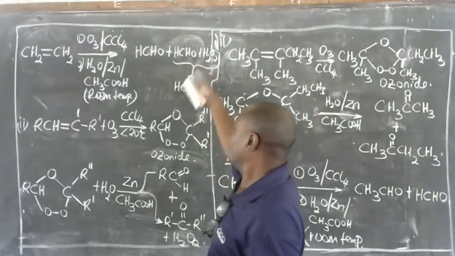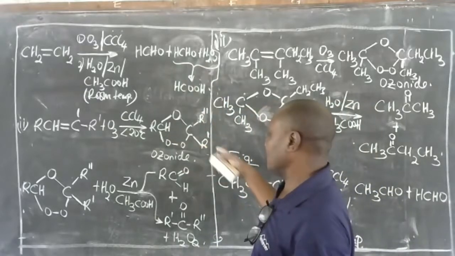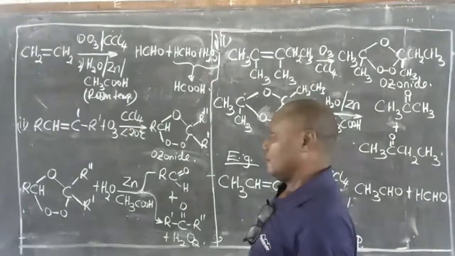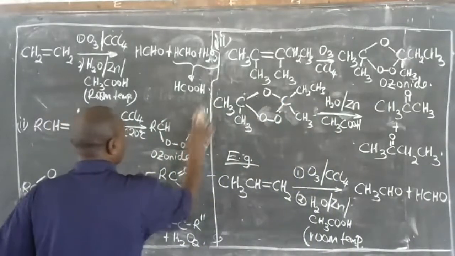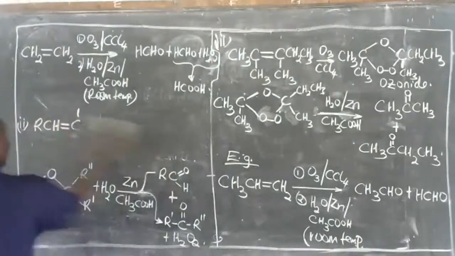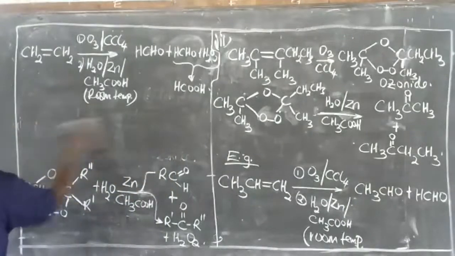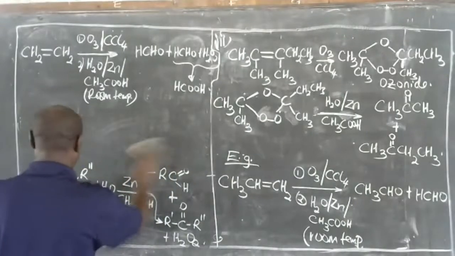So in all of these reactions, we are getting what? Hydrogen peroxide, which can oxidize what? The aldehyde to a carboxylic acid. That's why I'm using ethanoic acid to stop the reaction.